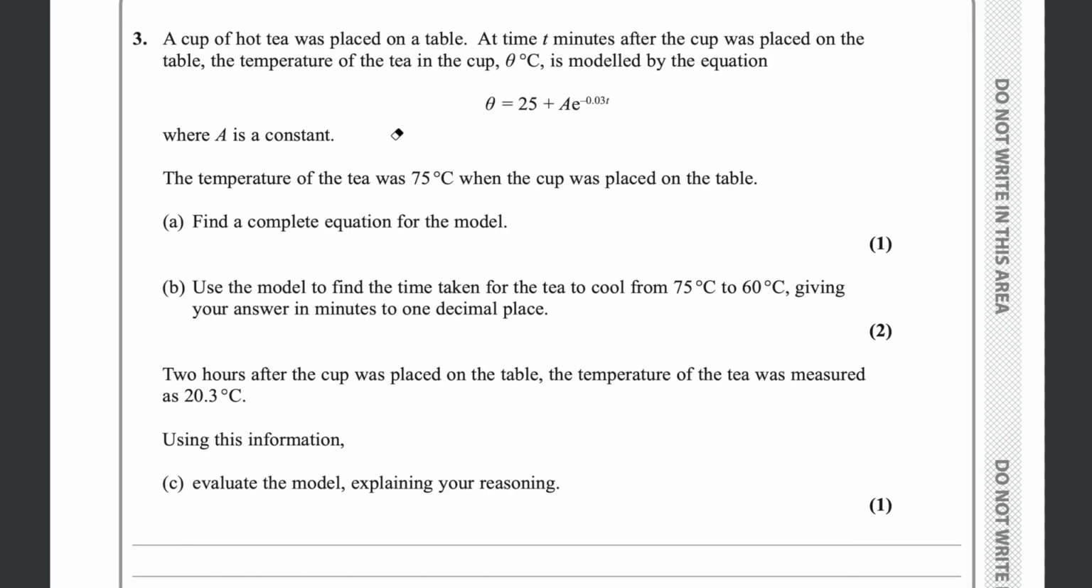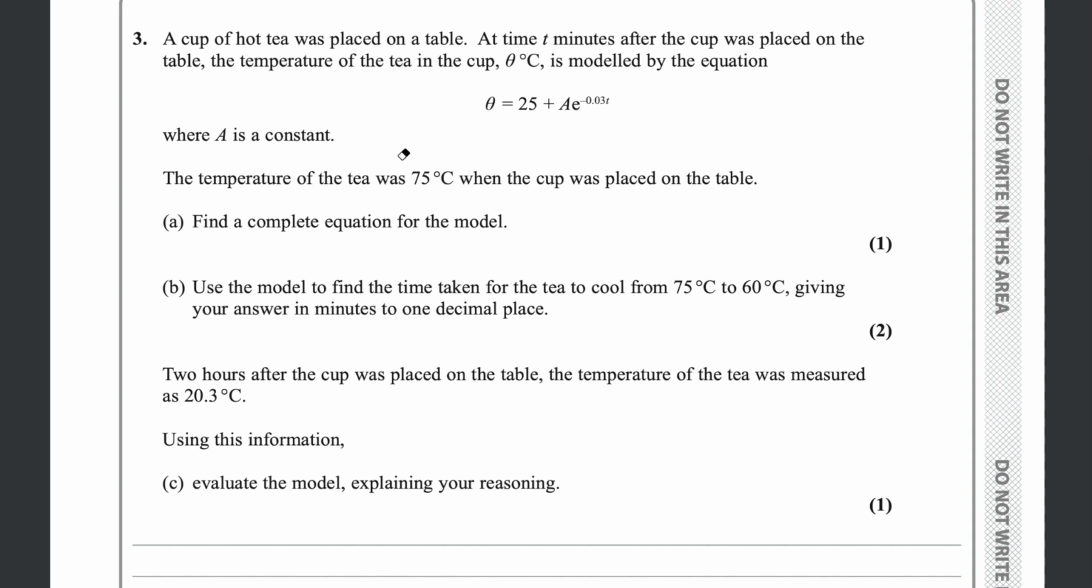Question 3 says a cup of hot tea was placed on a table. At time t minutes after the cup was placed on the table, the temperature of the tea in the cup, theta degrees centigrade, is modeled by the equation theta equals 25 plus a e to the power of negative 0.03 t, where a is a constant. The temperature of the tea was 75 degrees C when the cup was placed on the table, and part A says find a complete equation for the model.